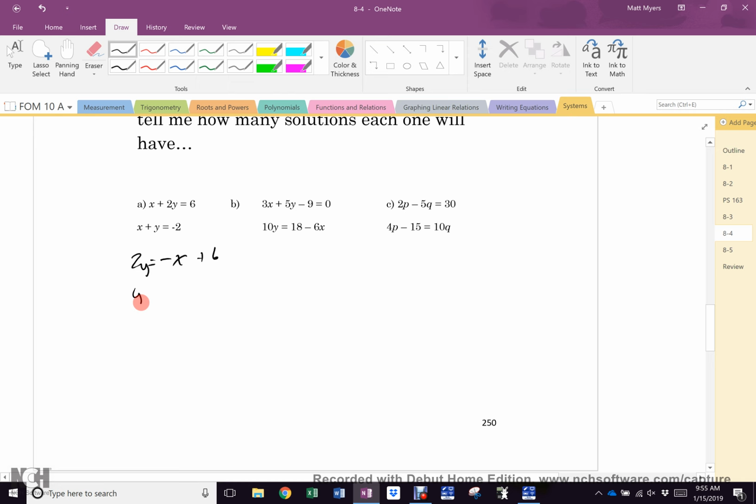Then I check the other one. Y equals negative x minus 2. What do you see? Are those slopes the same? So how many solutions? 1. Because as soon as the slopes are different, they have to cross somewhere. What about B?